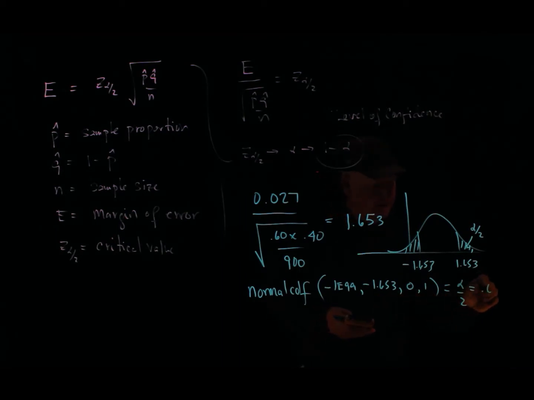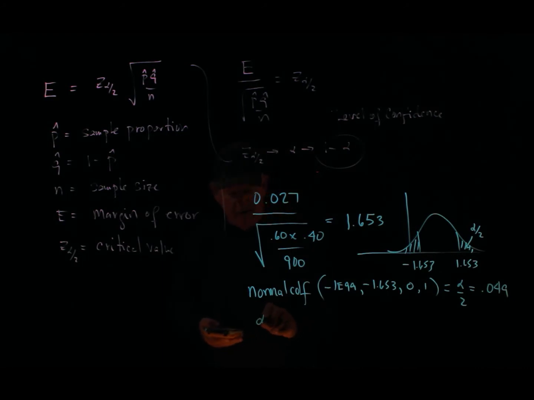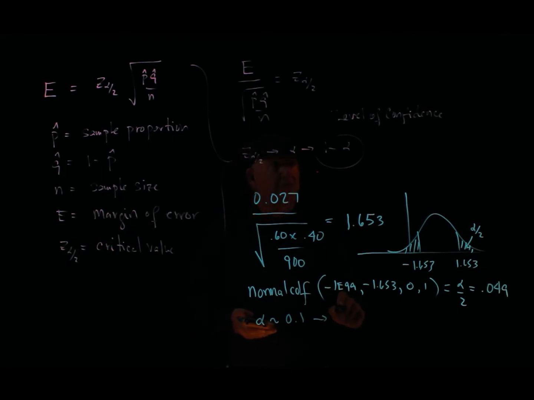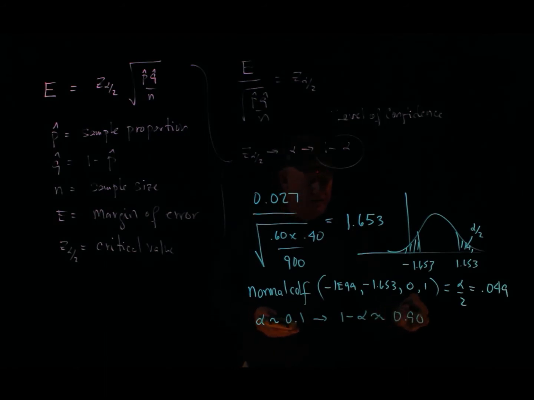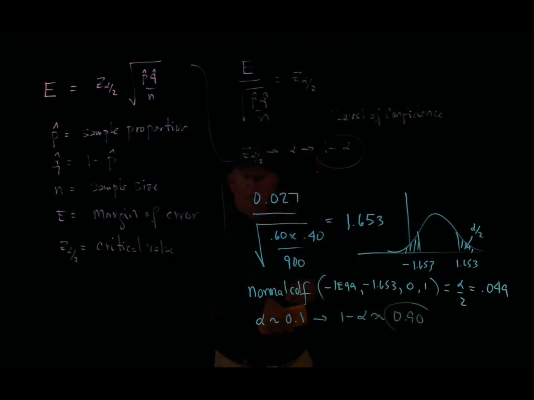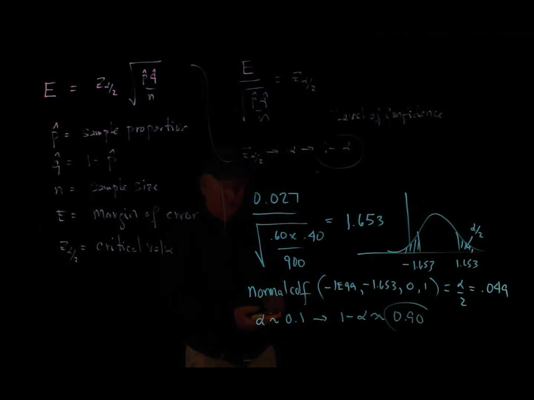0.049, and that means that alpha is about equal to 0.05 times 2, about equal to 0.1, and that means that the level of confidence, 1 minus alpha, is about equal to 0.90, and that's the answer that we're after. Okay? Good problem. That was 24, let's move on to 25.